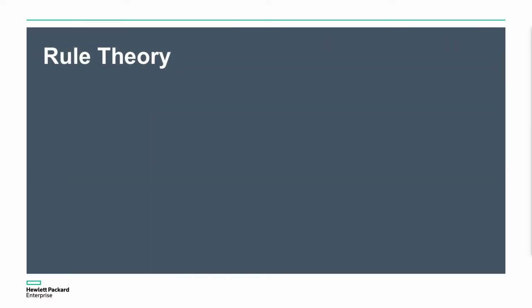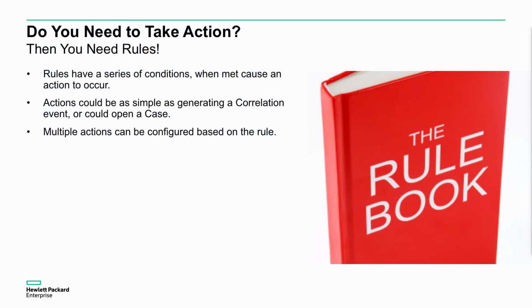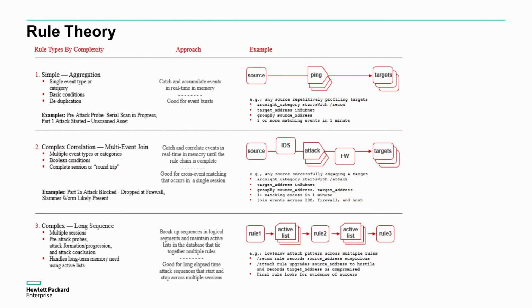So, rule theory, what is it? Well, do you need to take action? Then you need some rules. Basically, think of it this way. Rules allow us to define a set of conditions, and when those conditions are matched, we can trigger an action. Those actions could be simple, as literally just generating another correlation event, or it could be to open a case, it could be to trigger a remediation, or it could be to trigger an alert or a notification. We can have multiple actions based on the way we define the rule as well. So we can define how those operate.